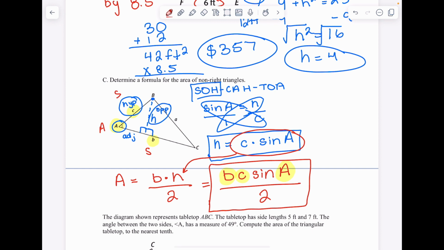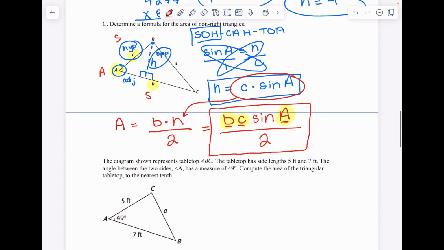Because remember, the labels are arbitrary, meaning we didn't necessarily have to use angle A. We could have used angle B or angle C, and the sides would have changed accordingly. But the main idea is that we look for an SAS, two sides with the angle in the middle, such that the two sides will be little b and little c, and we will find the sine of the angle.